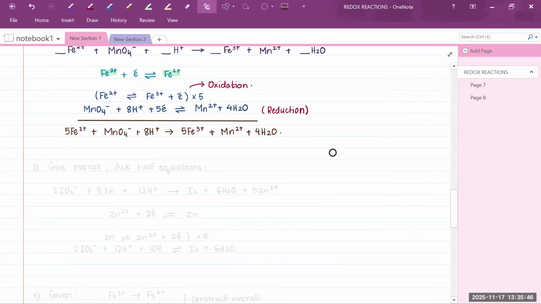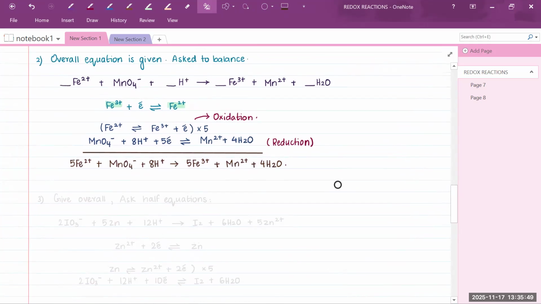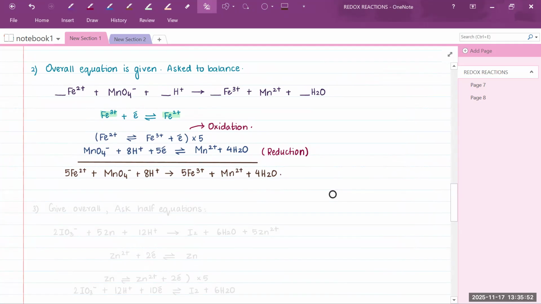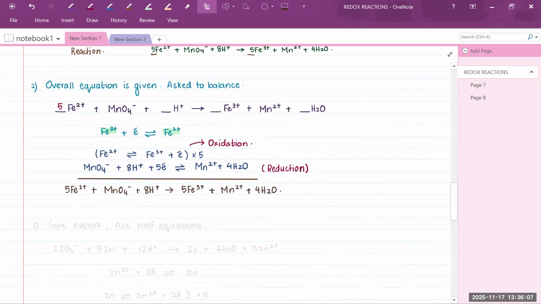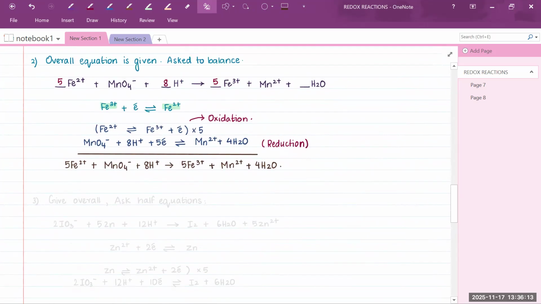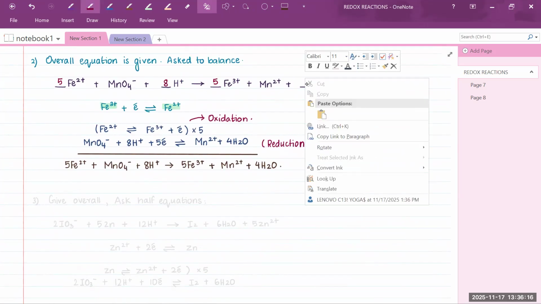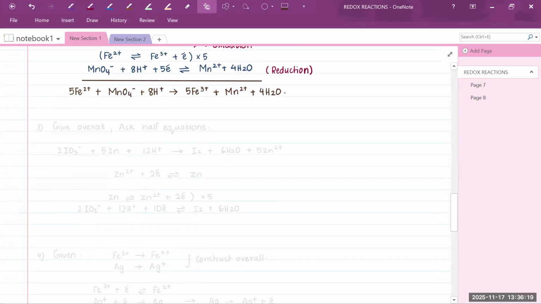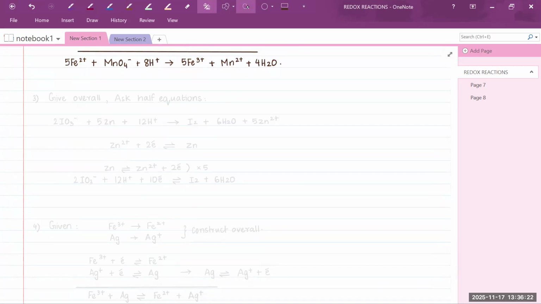You will have to do some work. This requires you to do work even in order to balance this, and this will be worth 1 mark, 2 marks. That's how this works. So looking at this overall equation, we can fill these gaps. We have 5 Fe2 plus, 1 MnO4 minus, 8H plus, 5 Fe3 plus, and 4H2O, right? And that's how you do this question. Okay, third point, they'll give you an overall equation and they'll ask you the half equations from that.